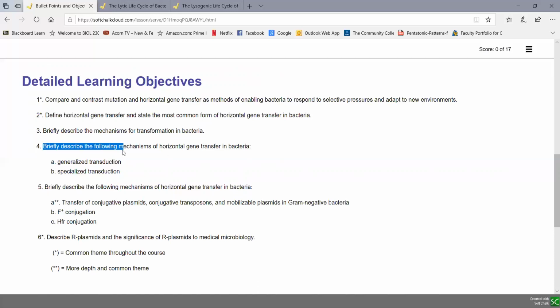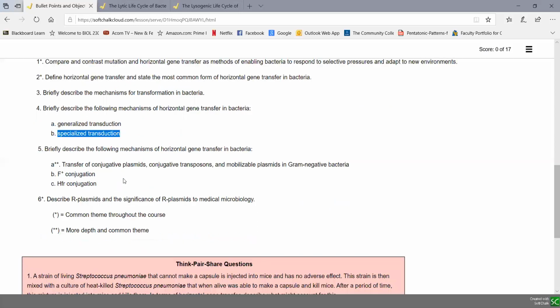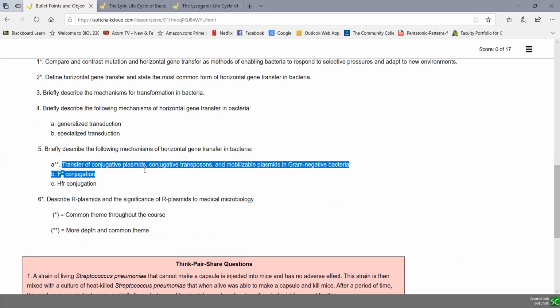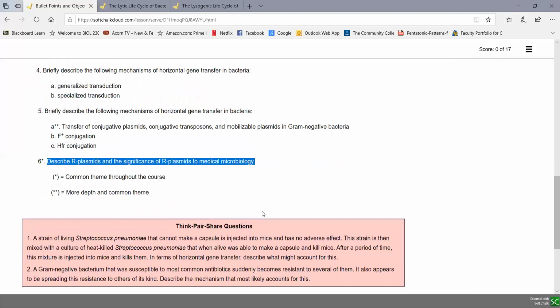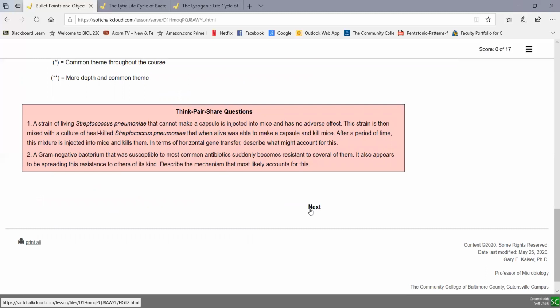Briefly describe the following mechanisms of horizontal gene transfer in bacteria: generalized transduction and specialized transduction. Briefly describe the following mechanisms of horizontal gene transfer in bacteria: transfer of conjugative plasmids, conjugative transposons, and mobilizable plasmids in gram-negative bacteria, F+ conjugation, and Hfr conjugation. And finally, describe R plasmids and the significance of R plasmids to medical microbiology. So those are our bullet points and the detailed learning objectives you'll need to know for the Unit 2 exam.